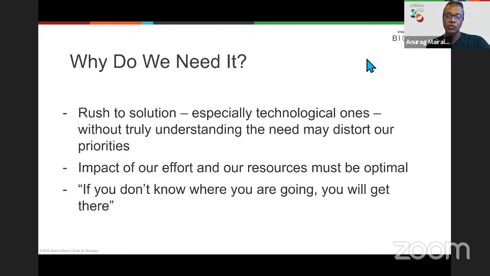So that rush to solution is what we want to manage. Second is, as I mentioned, the impact of our efforts and resources. You don't want to find three years down the road that you missed something really critical in the need. And the third one is, my dad used to say, if you don't know where you're going, you'll get there. What that really means is that if you are not clear about your need and what you're trying to hit as an outcome, you will likely not get that outcome. You'll go somewhere else, basically.